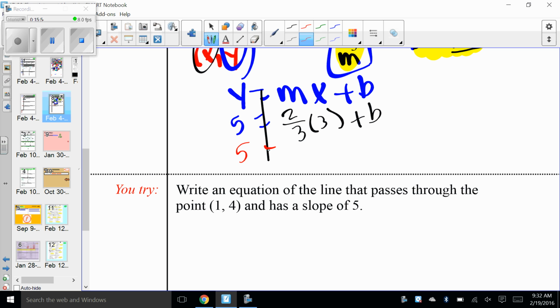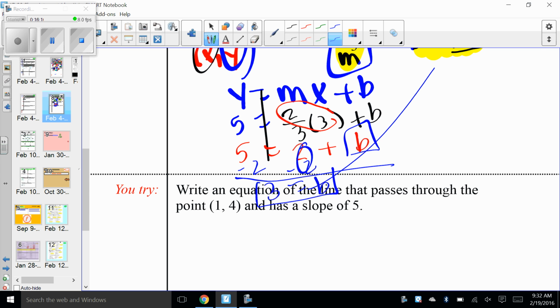We have 5 on the left. On the right-hand side, we end up getting 6 divided by 3, which is 2. You can use your calculator if that's hard for you. Too fast? If it's too fast, go ahead, pause that video. Solving hand method for b. We're going to subtract 2, copy, paste. So we get 3 equals b. Now I have it. That's what I needed.